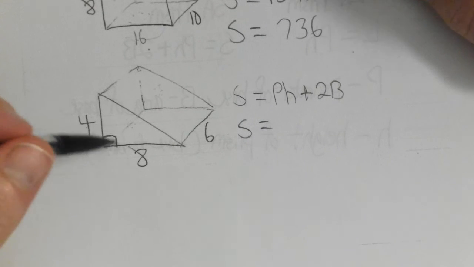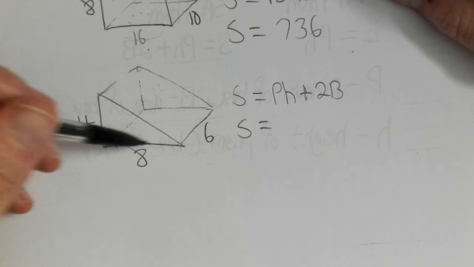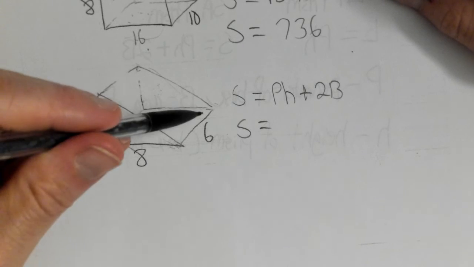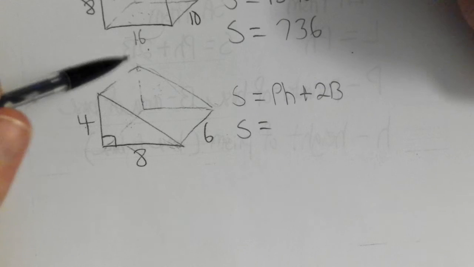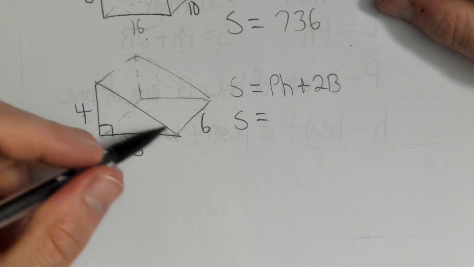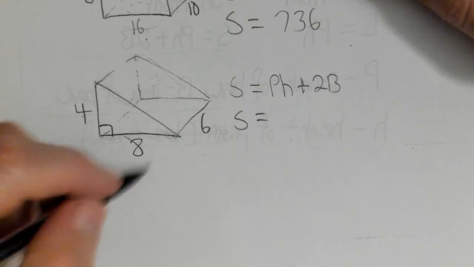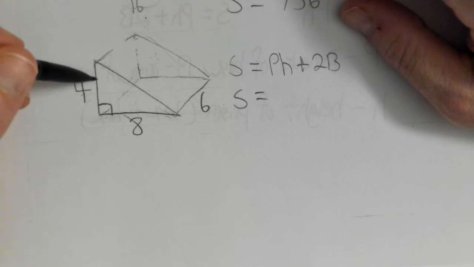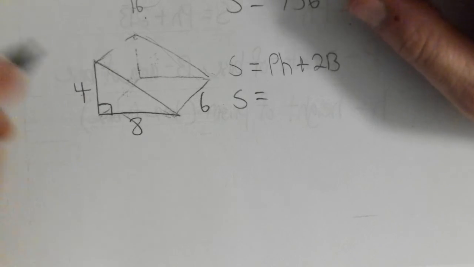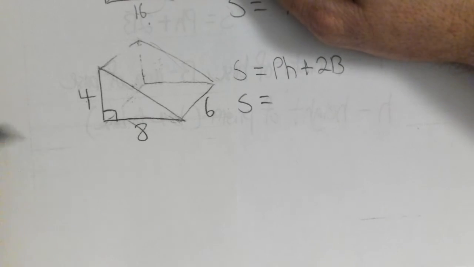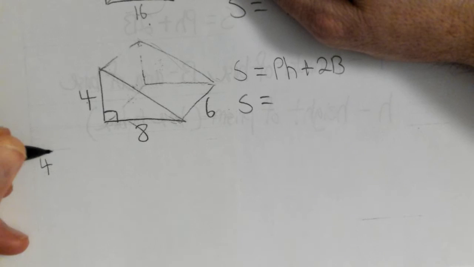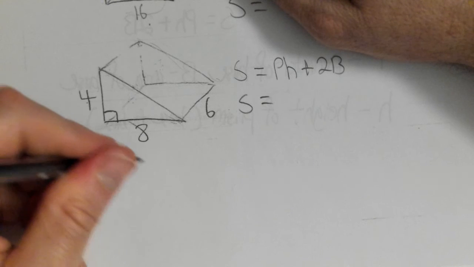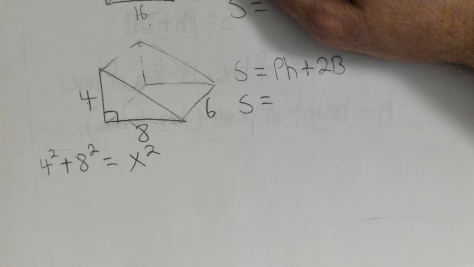Alright? So the perimeter of the base would be 4 plus 8 plus whatever this is. I look to the back, it's not given to us like it was in the first problem. So I need to figure out what this hypotenuse is so that I can add all three sides together and get the perimeter. How can we do it? You've got a right triangle. One side is missing. You can use the Pythagorean theorem. So we have to go off to the side and do the Pythagorean theorem here, which would be 4 squared plus 8 squared equals x squared. The hypotenuse would be x.